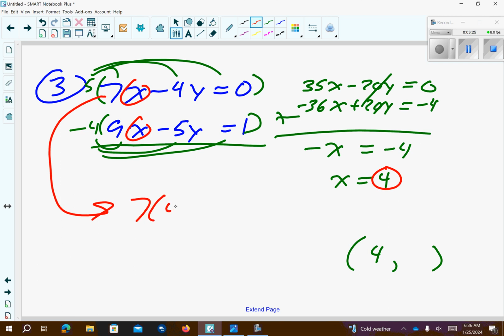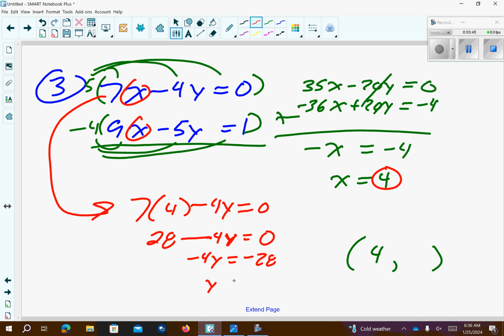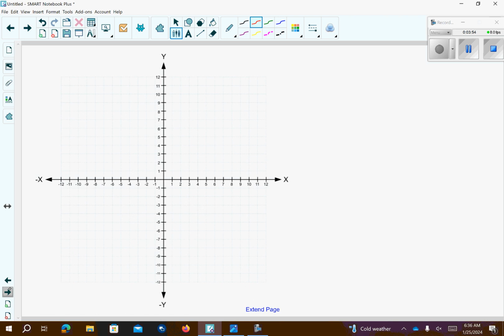So I'm going to get 7 times 4 minus 4y equals 0. That's 28, oops, not equals, minus 4y equals 0. Subtract 28. Divide both sides by negative 4. So negative 28, negative over negative is positive, 28 over 4 is 7. And there's my answer. So we don't necessarily have to graph any of these.